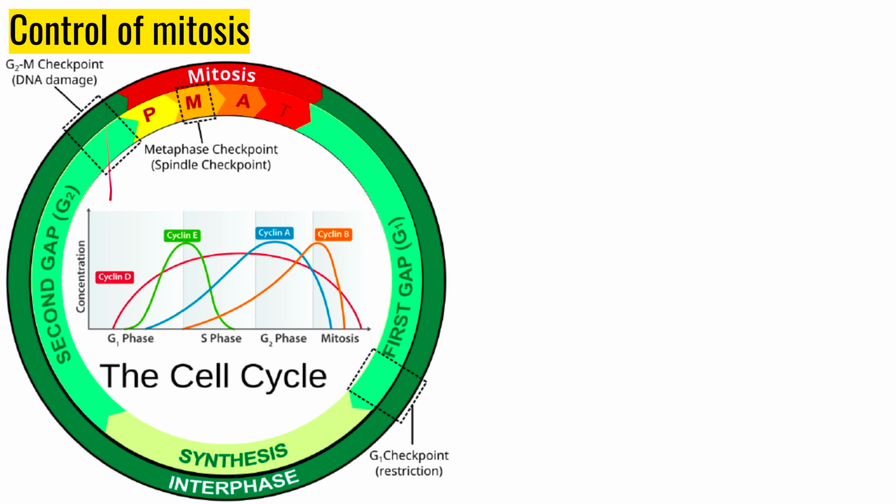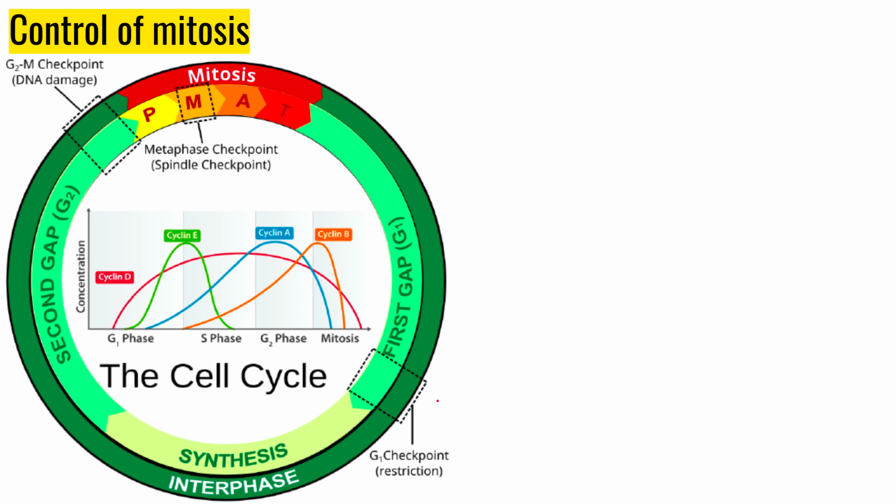So here we have several different cyclins. Cyclin E is active between G1 and S. Cyclin D is less active, but is most active during the middle of the S phase. Cyclin A is more active in the G2 phase, and cyclin B is more active in early mitosis. So first we have this G1 checkpoint, which is the restriction checkpoint.